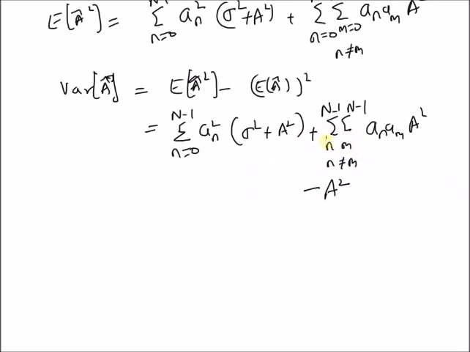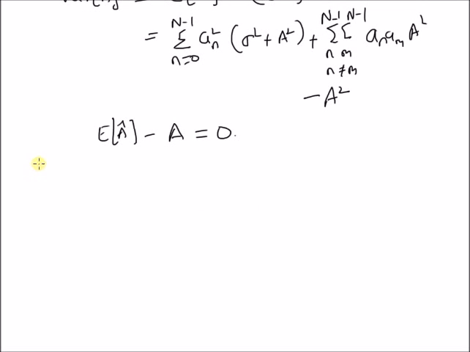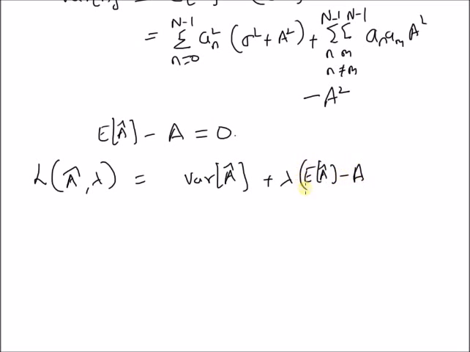So this is the cost function, and we also have another condition, that is the estimator should be unbiased, that is the expectation of a hat minus a should be equal to 0. Basically the function L, consisting of the parameters a hat and lambda, is equal to the combination of the original cost function, that is the variance of a hat, plus the constraint, that is bias should be equal to 0, that is lambda into the expectation of a hat minus a. So this is the combined cost function.